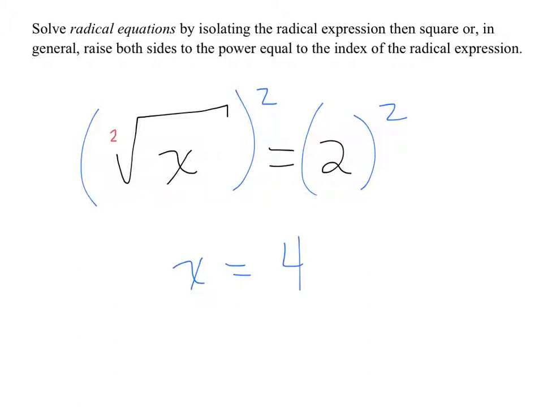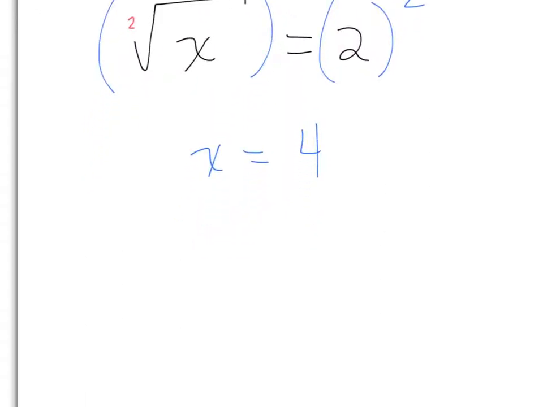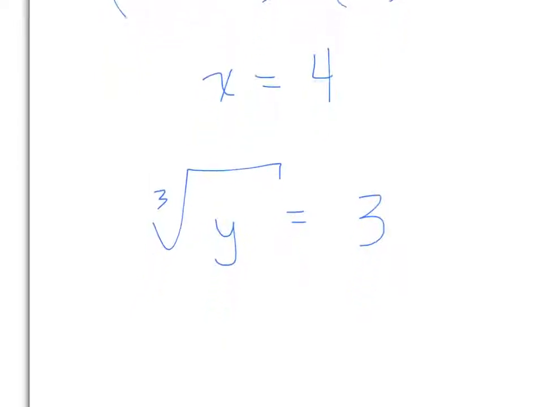Okay, what if we had a cube root? Cube root of y is equal to 3. I'm doing it backwards in my head. What would y be then? 27, okay, because the cube root of 27 gives you 3.